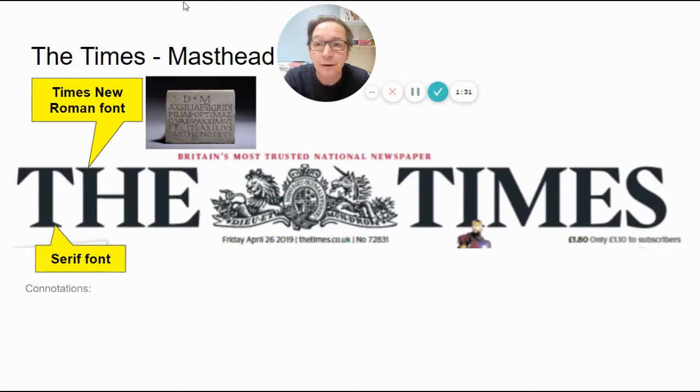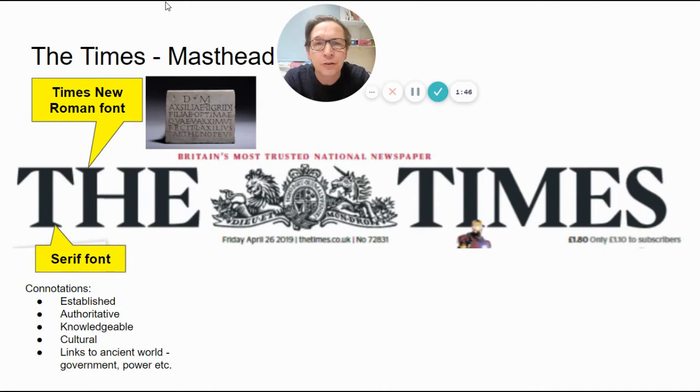It is, of course, a serif font. You can see the little flicky bits, or serifs. And that, again, has connotations here. We've got connotations being established, authoritative, knowledgeable, cultural, and, of course, these links to the ancient world. The Romans and the Greeks really did establish a lot of the ideas that the Times is going to be talking about: government, politics, democracy, all of these weighty issues. And if you have a look at the serif font they've used here, you wouldn't be out of place on the front of an encyclopedia.